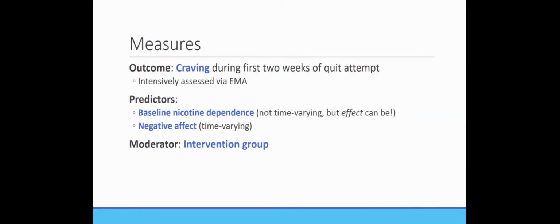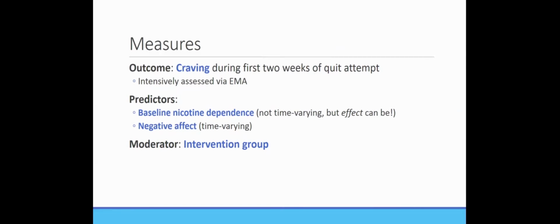So the measures in our study: something you'll see in both of these studies is that the variable list for both is quite short. The data sets are very small, but the results are quite nuanced. So the variables in this study, there were 4 of them. The outcome, which is your craving to smoke, was captured during the first 2 weeks after quitting smoking. And it was intensively assessed, so for 14 days, 4 times per day.